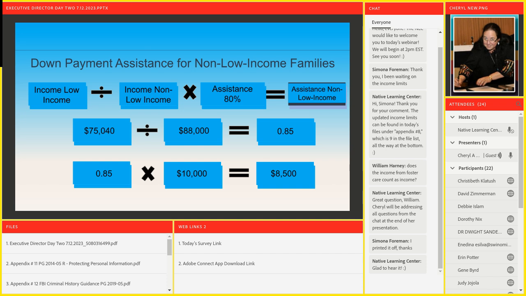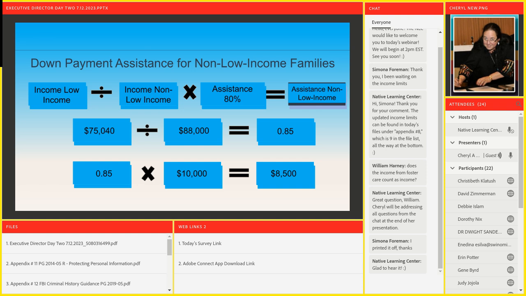$75,040 divided by the income of your non-low-income family at $88,000. That comes out to 0.85 times 80% of your max assistance, which is $10,000. They would be entitled to $8,500. Okay, so you have to use that calculation.